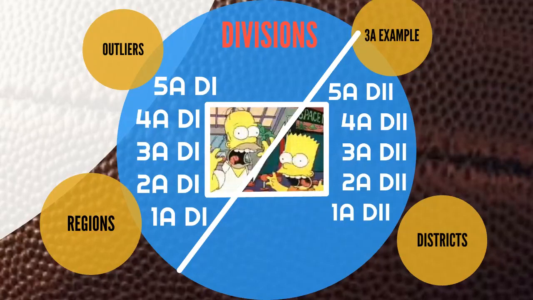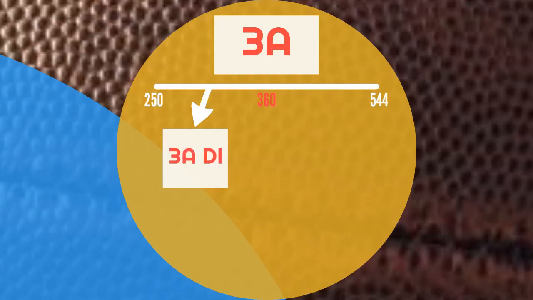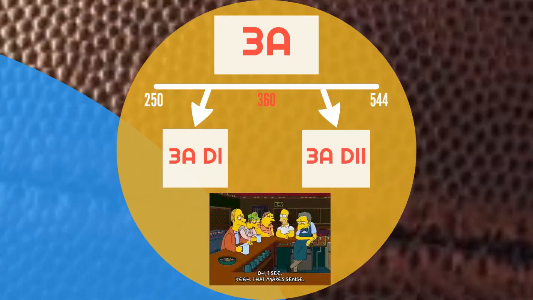So let's take Class 3A as an example. Class 3A is comprised of schools with an enrollment between 544 students and 250 students. There are 204 of these schools. The midpoint here is 360. There are 102 schools with an enrollment between 544 and 360. Those 102 schools will be 3A Division 1. There are 102 schools with an enrollment between 359 and 250. Those 102 schools will be 3A Division 2.